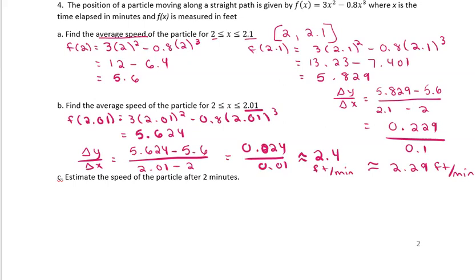Notice we need the average. So we're looking for average speed. So we need 2 points. But look, they're getting closer and closer together for these 2 points. So if we were to keep getting closer and closer together, what do you think would be a good estimate for our speed after 2 minutes? Well, they're going to keep getting closer and closer. So I think our 2.4 feet per minute estimate is pretty close. It's doing pretty good.